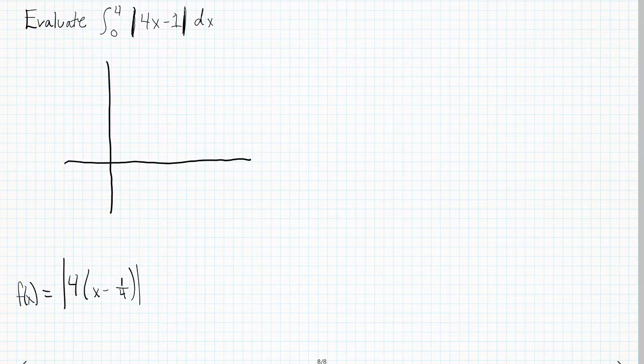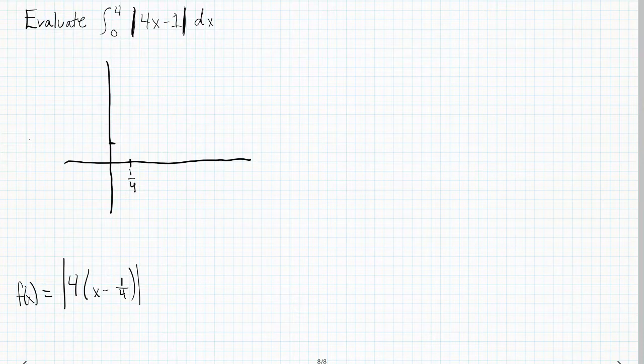So what does that do? That shifts the graph to the right 1/4 unit. So let's say we have 1/4 unit. I'm not saying this is going to be to scale. And when we plug in 0, notice we're going to get positive 1 because you get negative 1. Absolute value of that is positive 1.